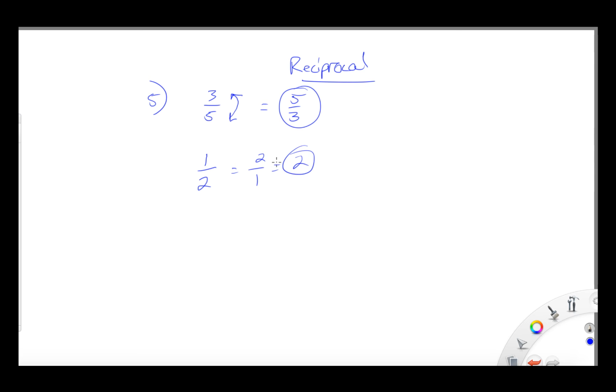Okay, here's a new concept. In example number 5, it says, give the reciprocal of this fraction. When you hear the word reciprocal, that's how it's spelled. What it means is, what is the opposite? Like, what does it look like flipped? So the reciprocal of 3/5 is 5/3. What's the reciprocal of 1/2? Well, that would equal 2/1 or 2.